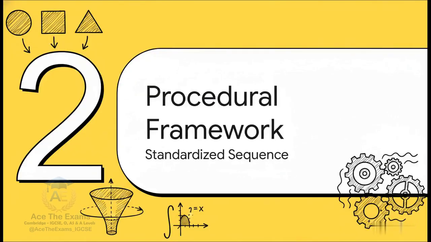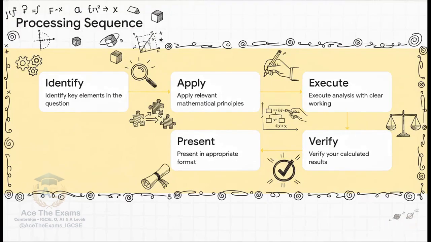Moving on to Phase 2, the standardized launch sequence. You have got to standardize your mathematical approach. And I mean relentlessly following this 5-step sequence every single time you tackle an exam question. Step 1, identify key elements. Ask yourself, are we rotating around the x-axis or the y-axis? Step 2, apply relevant principles. This is where you select your integral framework and get it set up. Step 3, execute your analysis with crystal clear working and notation. Step 4, verify your results. And finally, Step 5, present it all in the appropriate format. Seriously, do not skip a single step here, or you risk total atmospheric burnup on your paper.